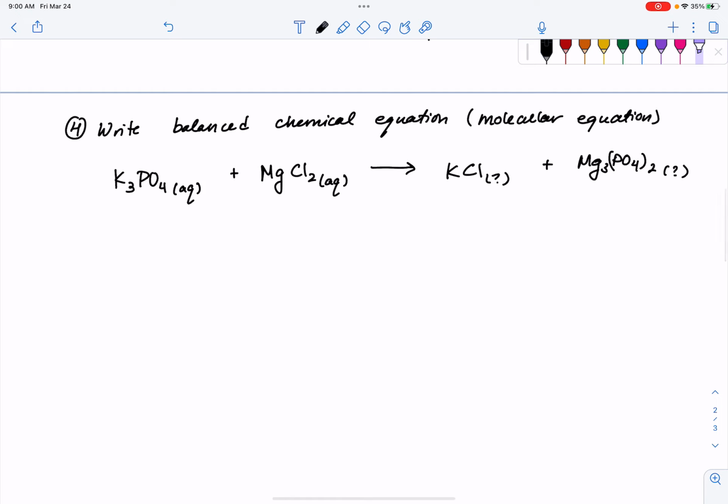On the left-hand side, I have 3 potassiums, whereas on the right-hand side, I only have 1. So I need to triple the amount of potassium chloride. And in doing so, I have also now tripled my chloride. So going on to my left-hand side, it doesn't look like I can easily get triple chlorides, so how about we look at something else?